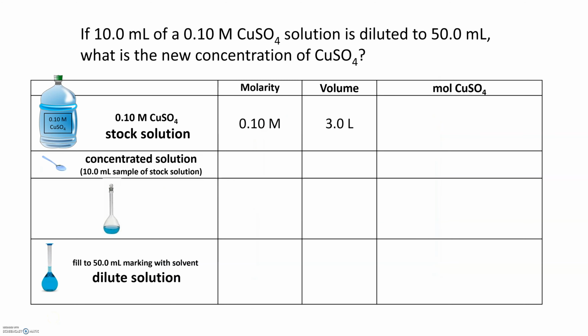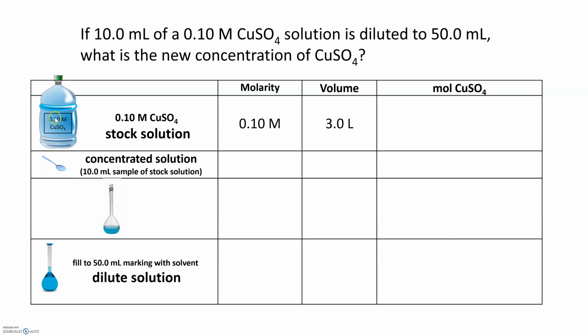So we'll take a look at this example in what will be probably gory detail, just to see how the process works, what's changing at each step along the way. So if 10.0 milliliters of a 0.10 molar copper sulfate solution is diluted to 50.0 milliliters, what is the new concentration of copper sulfate? Well, you know already it's going to be smaller. We're diluting it. We're sort of watering down our solution, so we know what we're expecting. But let's work through the numbers.